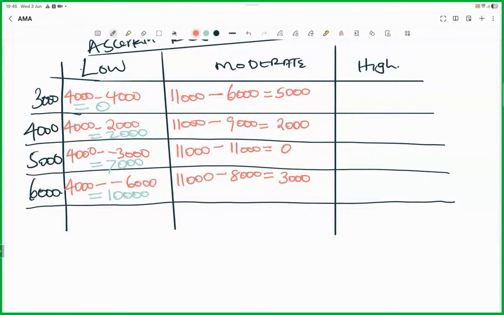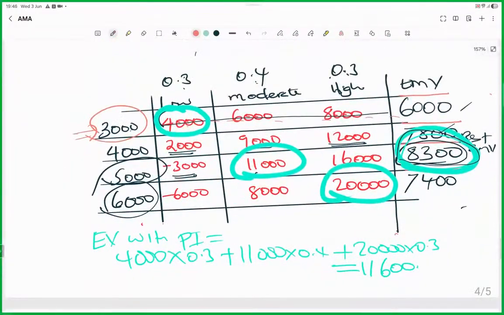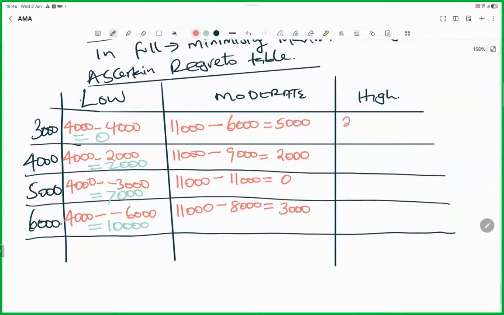Finished? So remember, it's very easy. For the third column, you start by identifying the very highest here, which is 20,000. And then you duplicate the 20,000 across, with minus, minus, minus, minus. Is that okay? And then now you subtract the existing payoffs, isn't it?